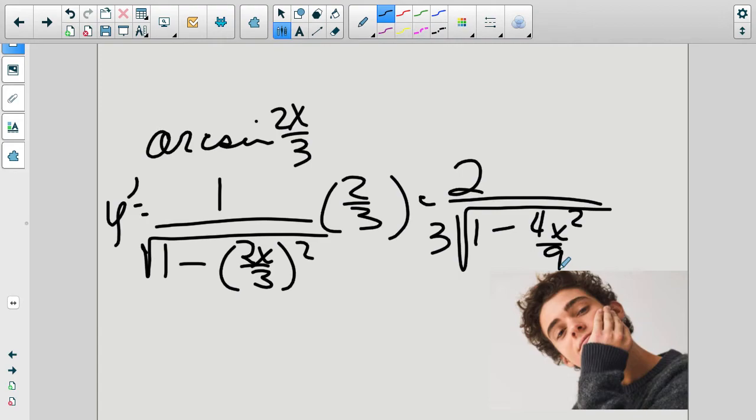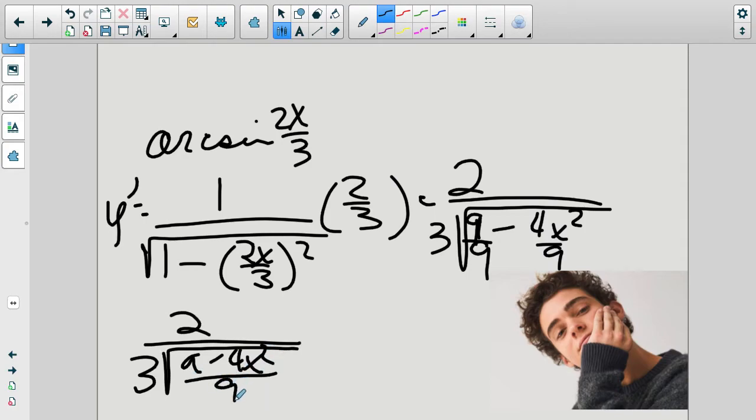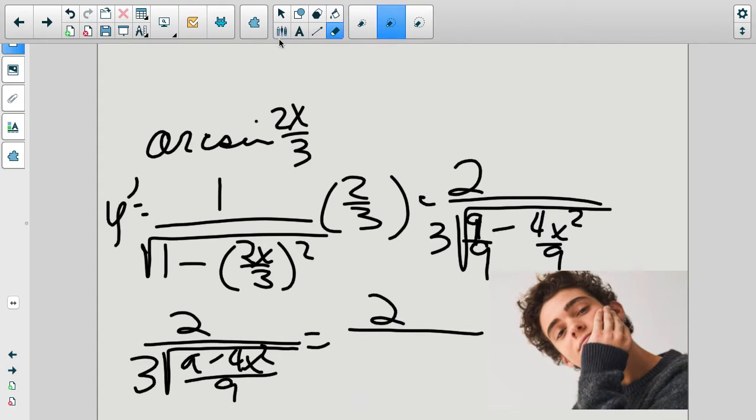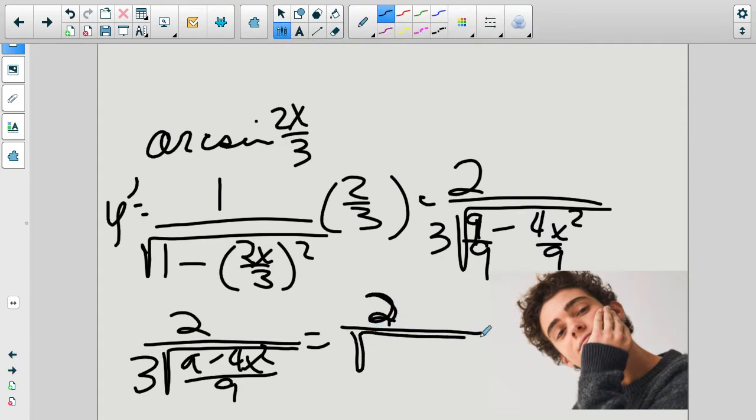Girls, if you ever have 2 fractions, what do you always do? Oh, common denominator, okay? More or less, so this is like 9 over 9. So I have 2 over 3 square root of 9 minus 4x squared over 9. So I have 2 over 3. In fact, this is going to be gone. Can y'all foresee that? Yeah. This is going to be the square root. Okay? Because what's the square root of 9? 3. And those will cancel out.